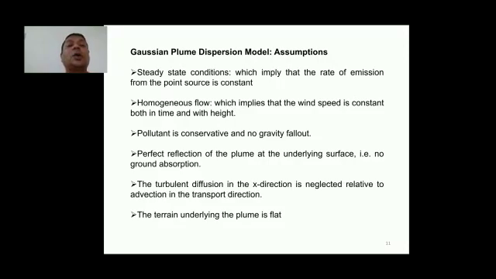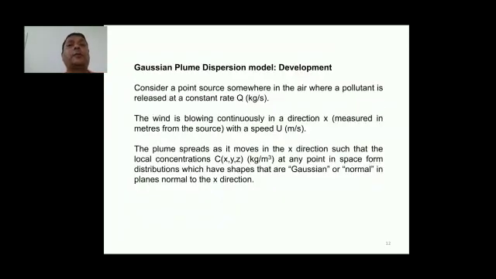Perfect reflection of the plume at the underlying surface means no ground absorption. The turbulent diffusion in the x direction is neglected relative to advection in the transport direction. The terrain underlying the plume is flat. Now, development of this Gaussian plume dispersion model.